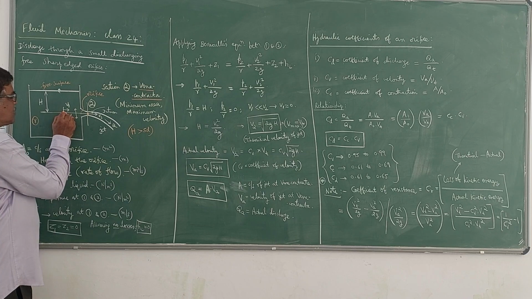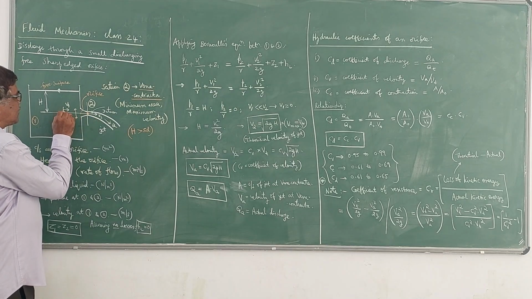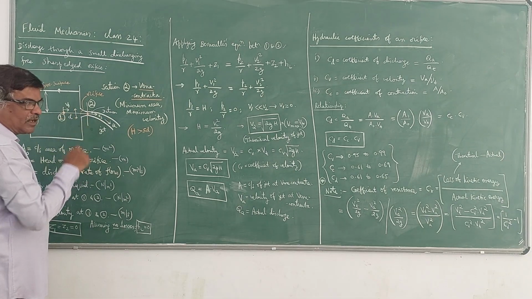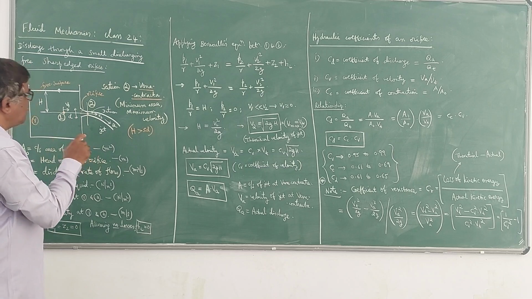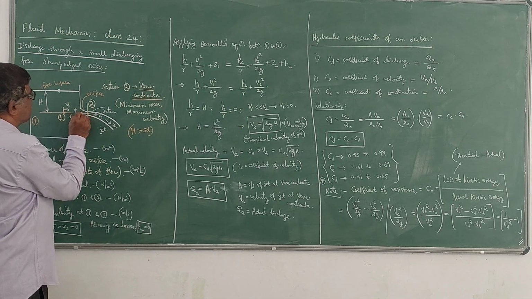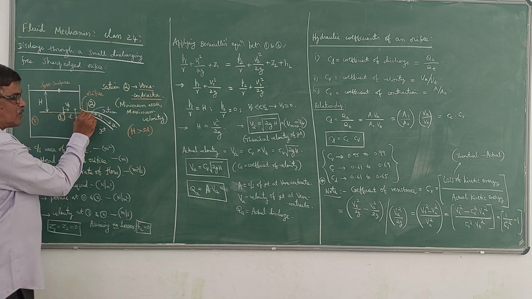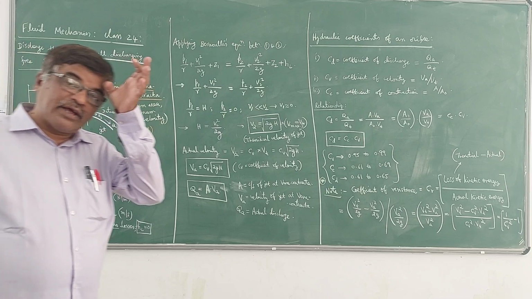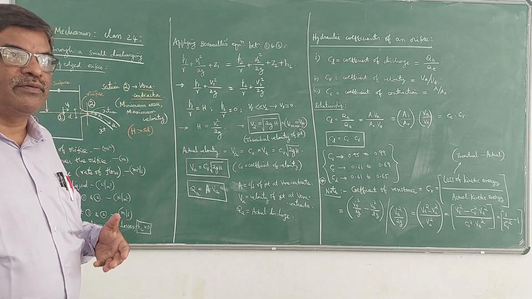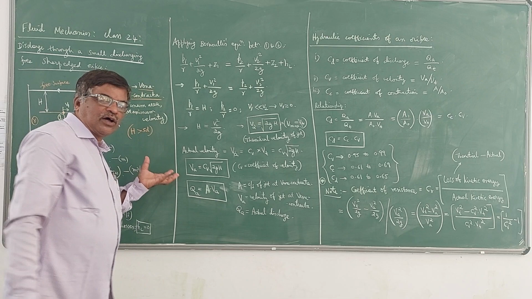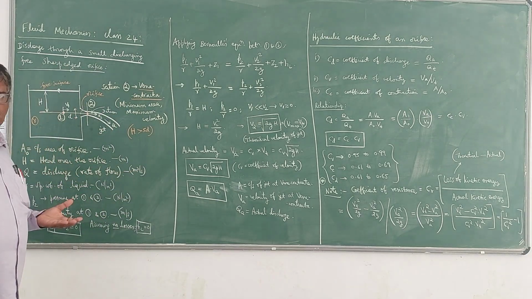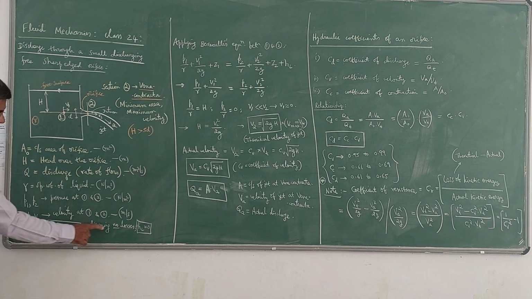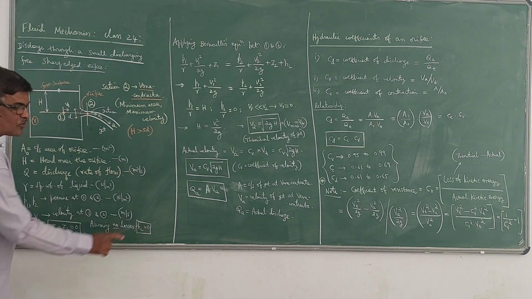V1 is the velocity here, V2 is the velocity here, P1 is the pressure here, P2 is the pressure here. Z1 and Z2 are the elevations at the 2 points. Now if I take this line itself as the datum or reference line, then both Z1 and Z2 will be 0. And I will assume losses as 0, because we are deriving the theoretical equation of velocity, so HL will be 0.